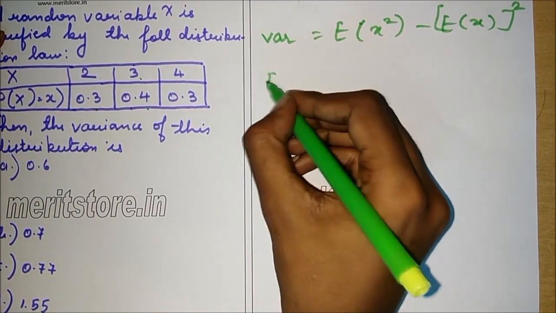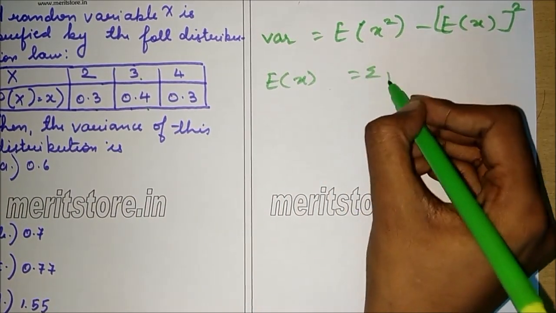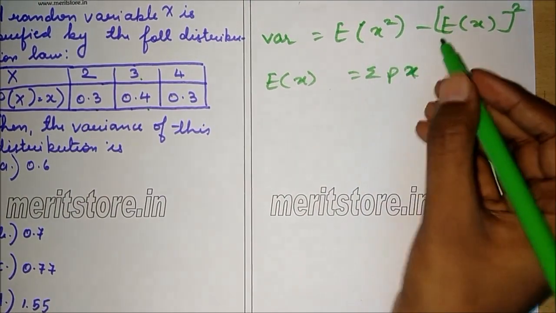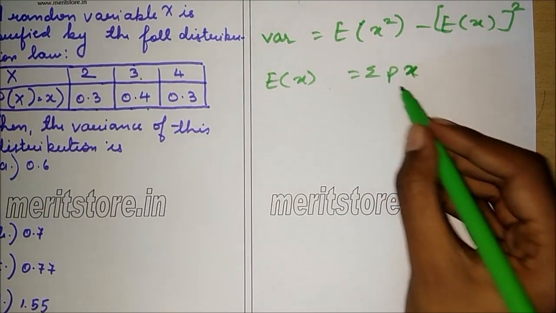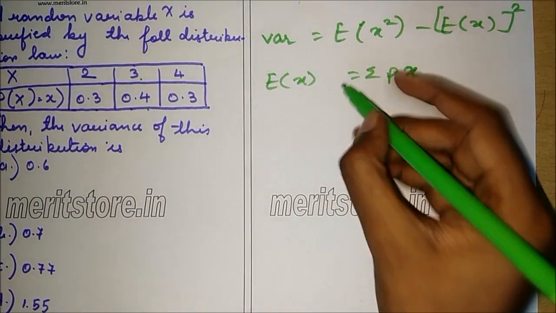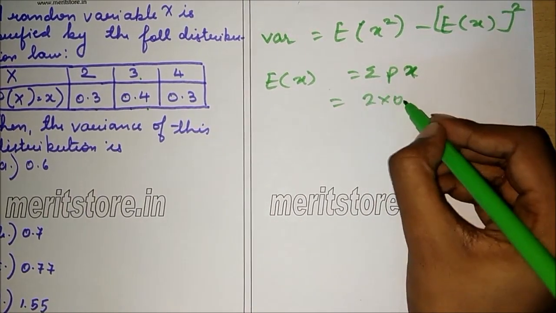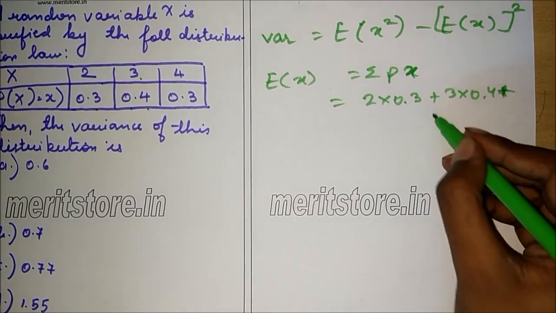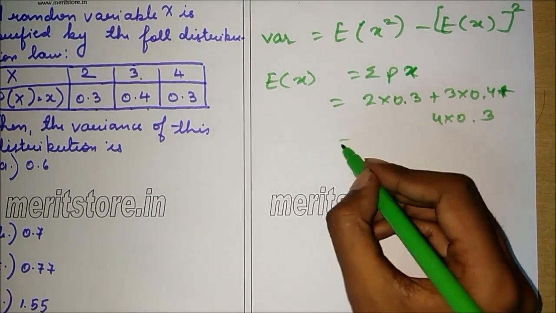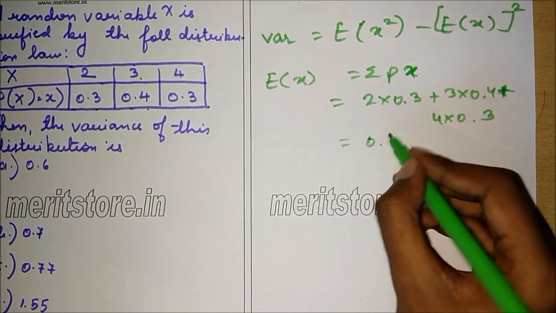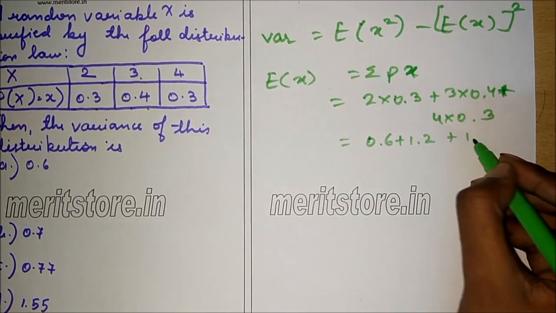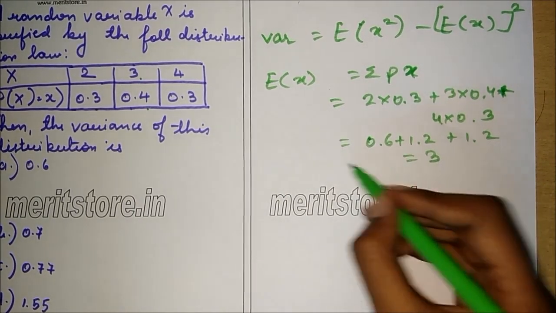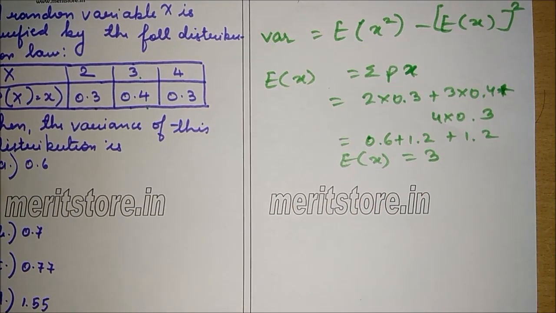where E of x is the mean or expectation. So E of x is the summation of the product of p and x. So this will be 2 into 0.3 plus 3 into 0.4 plus 4 into 0.3, which is equal to 0.6 plus 1.2 plus 1.2, which is equal to 3. So E of x is 3. Now E of x square.